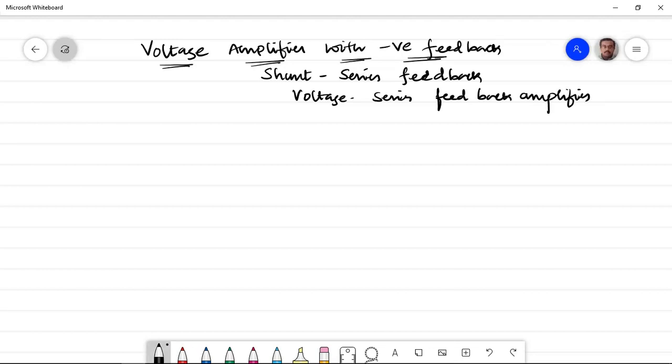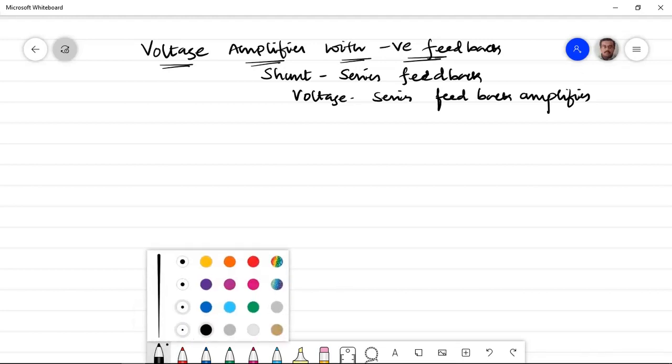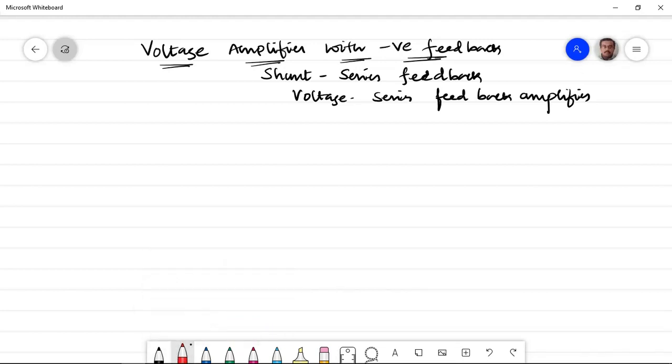Now we are going to talk about this voltage series feedback amplifier. And what are we going to talk about in this? In this voltage series feedback amplifier, we will be deriving the expression for the gain. We will also derive the expression for the input impedance. Let me call it ZIF. We will also be finding out the output impedance, which I'll call ZOF. And let's see whether the gain reduces, the input impedance increases, and the output impedance reduces or not. Okay, we shall look at these parameters.